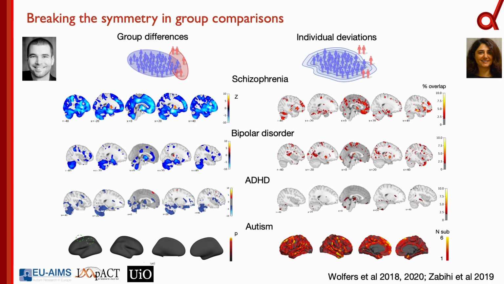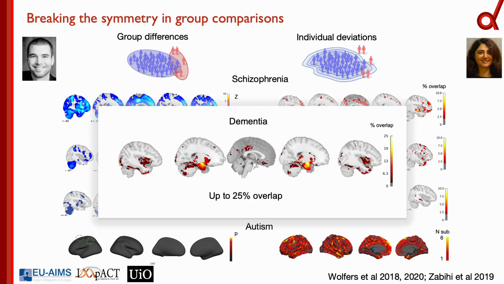So even in this case, we have robust group differences, very little overlap. Here we have no group differences, very little overlap. And you might think, well, this is a truism. We're always going to see that. That's not the case. So in something like dementia, for example, we get up to 25% overlap in the medial temporal lobe. So it provides us a way to really quantify the individual variability within these conditions.